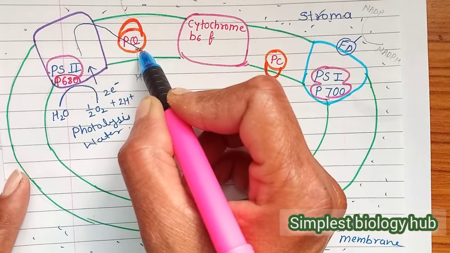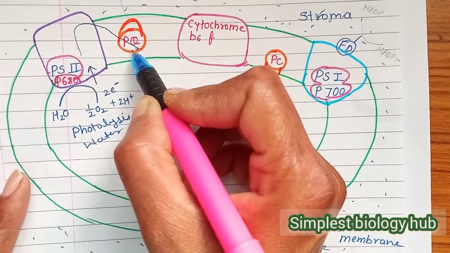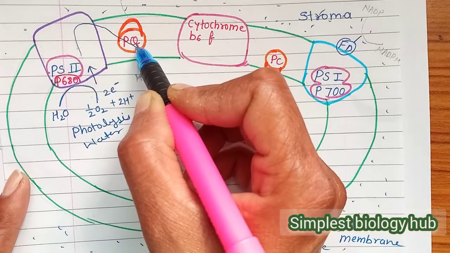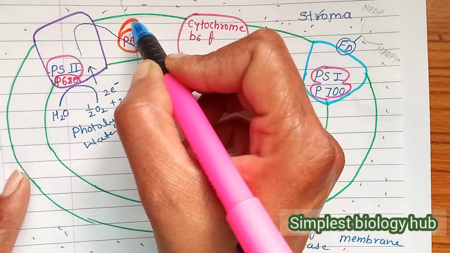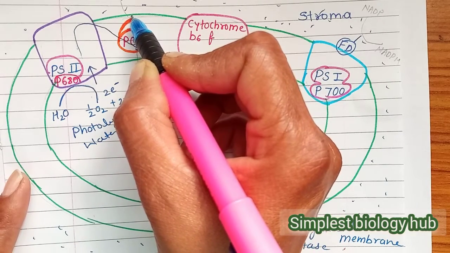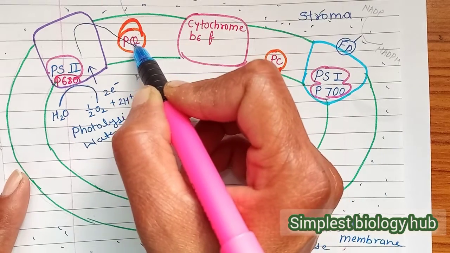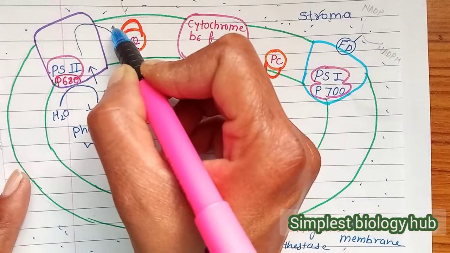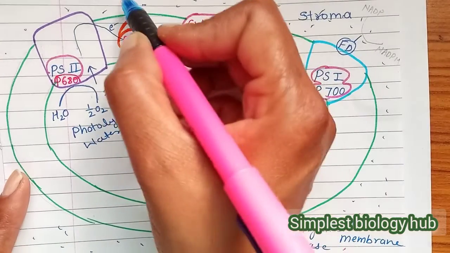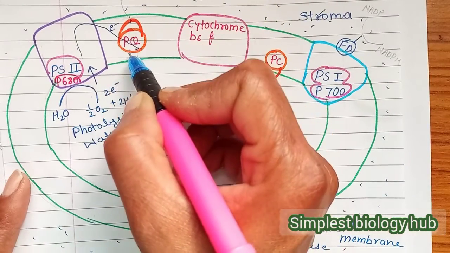These electrons are passed along in the form of a chain from this membrane. They go to the plastoquinone, which is located inside the thylakoid membrane, and the position of the plastoquinone is near the outer side of the membrane, or near the stroma. Plastoquinone accepts the electron as well as the hydrogen ion.